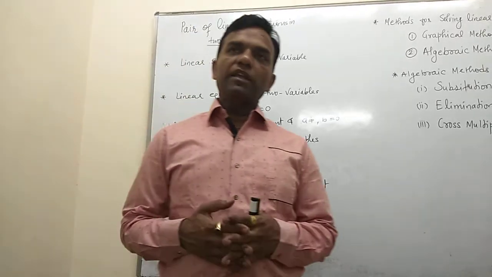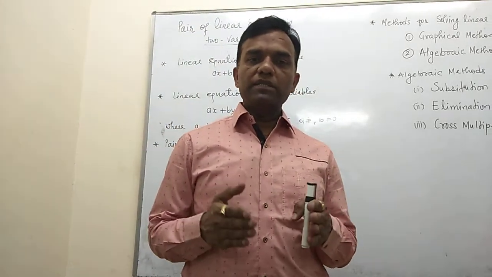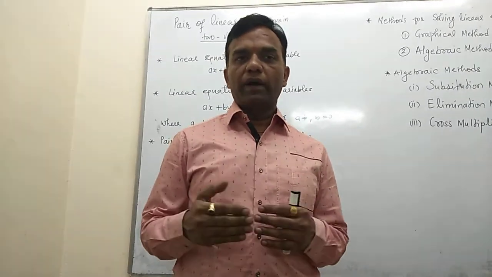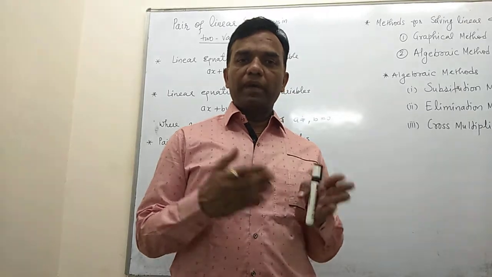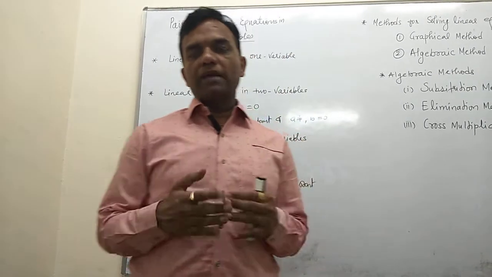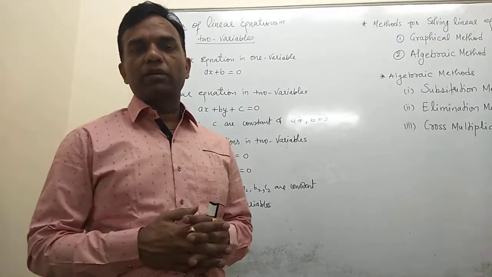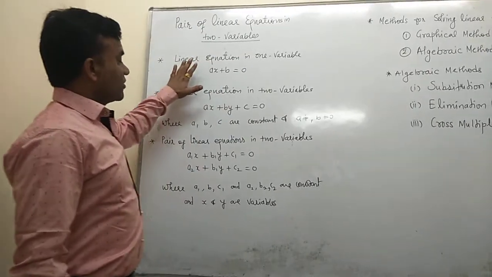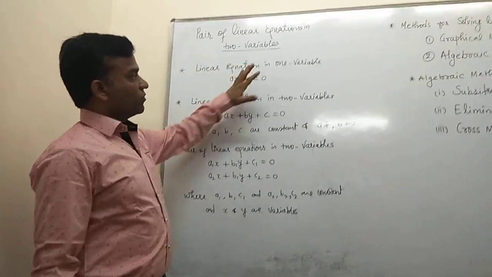What do you mean by linear equations? Linear equation means you use variables and the highest power of the variable is 1. You use variables, maybe x, maybe y, maybe z, but their highest degree is always 1, therefore it is called linear equations. First we discuss linear equation in one variable.